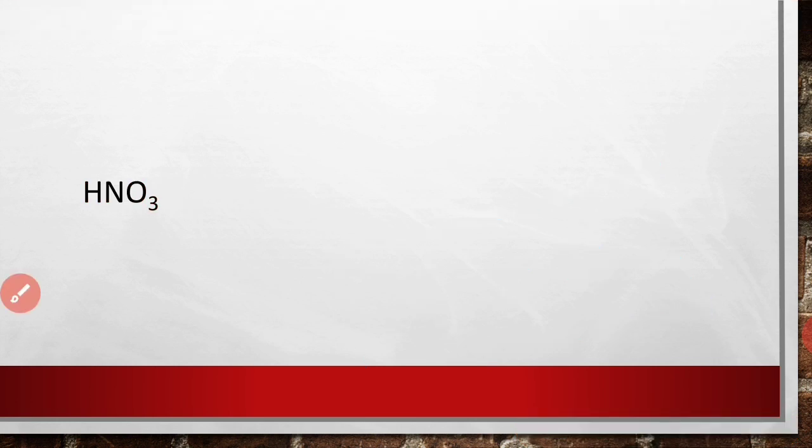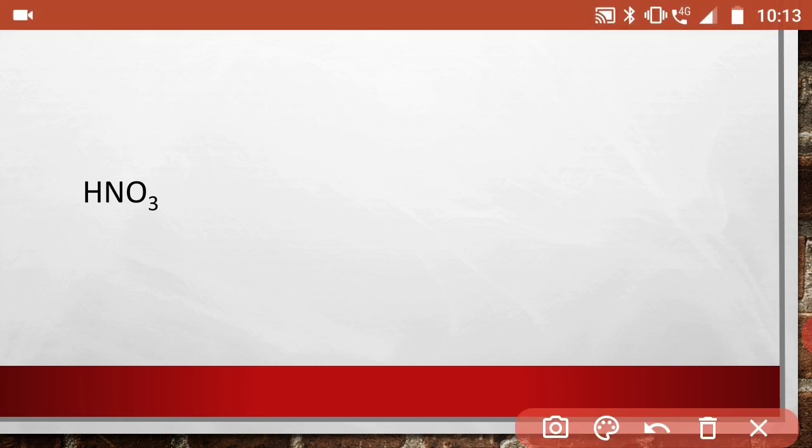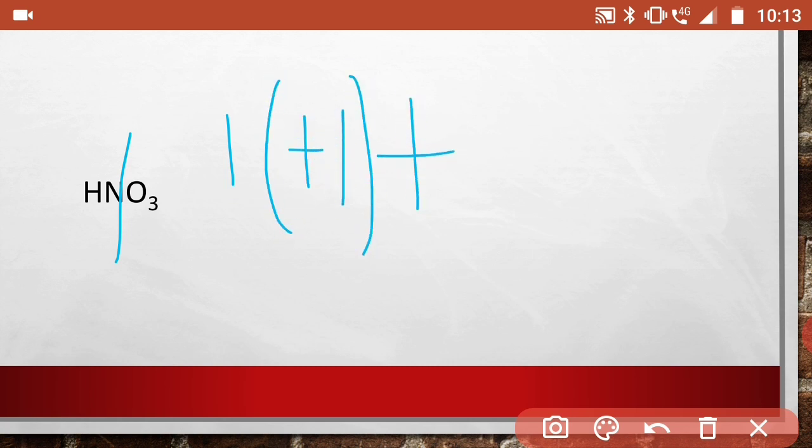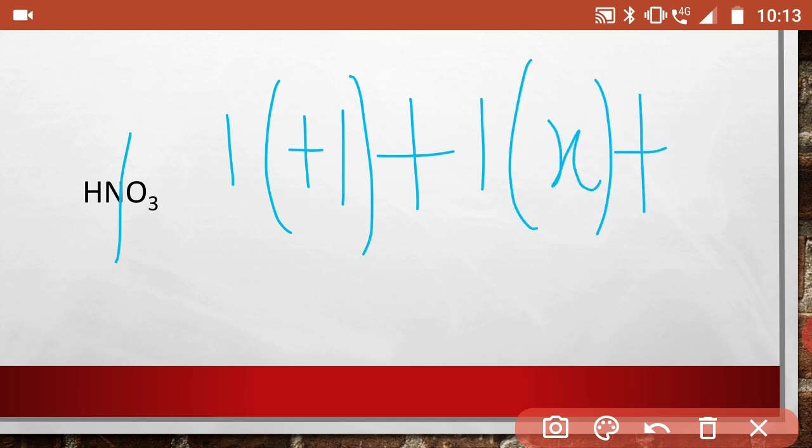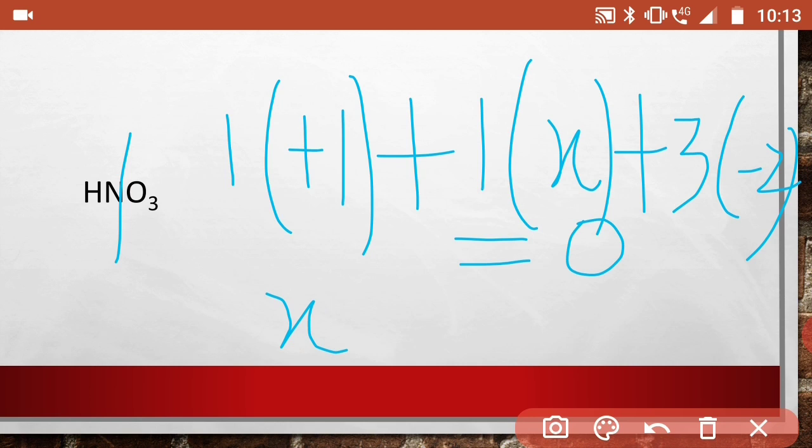next we will talk about nitric acid. In nitric acid we have to calculate the oxidation state of nitrogen. Okay, so number of hydrogen is 1, oxidation state of hydrogen is +1, number of nitrogen is 1, oxidation state of nitrogen we don't know, number of oxygen is 3, oxidation state of oxygen is -2, and overall charge on molecule is 0. So nitrogen has the oxidation state +5. Okay, easy.